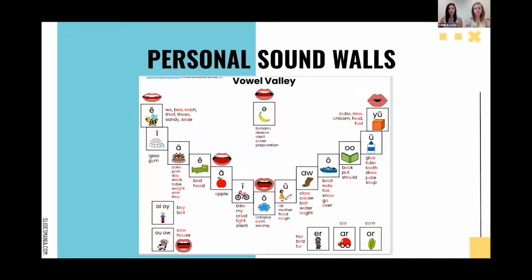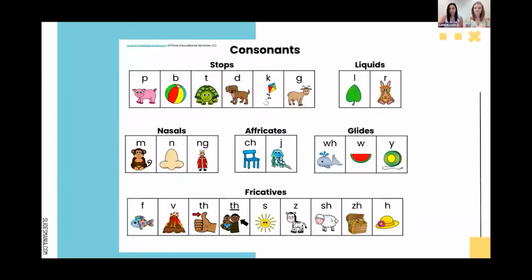Because sometimes the kids are uncomfortable. Maybe they don't want to get up in front of everyone and go up to the actual sound wall in your class, or it's easier for them if they have it right in front of them. So this is a cute little thing that we like to do. And then again, here's the consonant portion of that, just an example. And you could even find these on Teachers Pay Teachers pre-made for you.